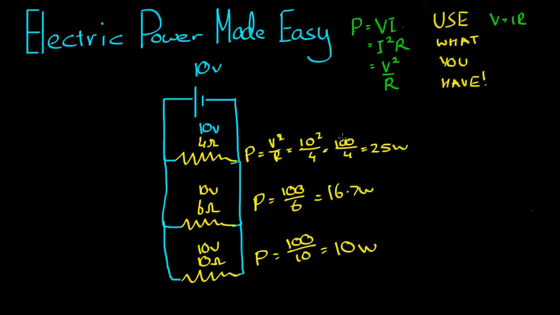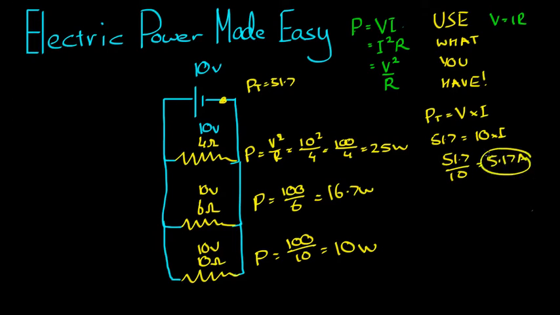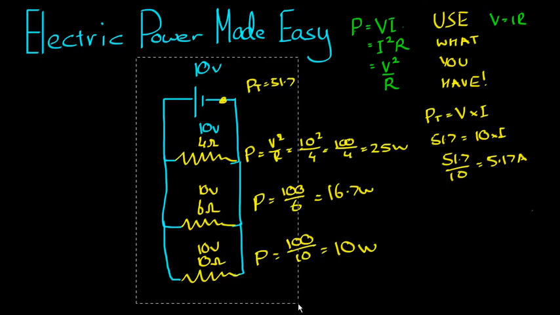That comes to 51.7. And we could actually figure out the current here by applying this power formula. The total power is equal to the voltage times the current. 51.7 is equal to 10 times I. So 51.7 over 10 is equal to 5.17 amps. That is the total current that is passing through this point of the circuit. So we can solve for current using our power formulae.